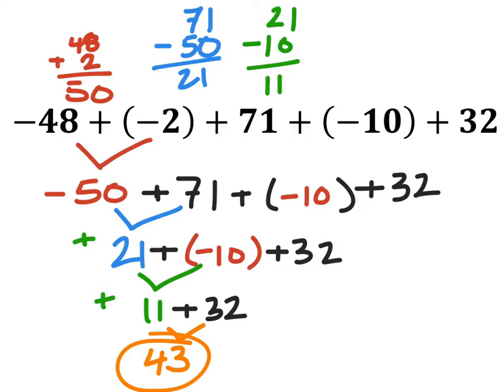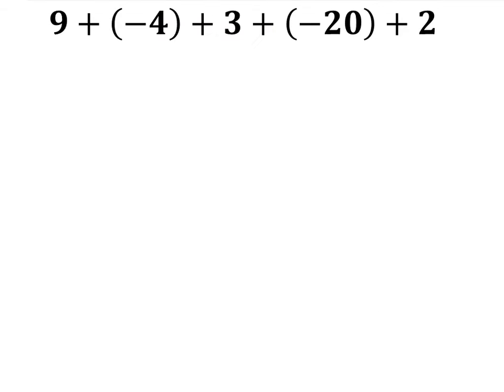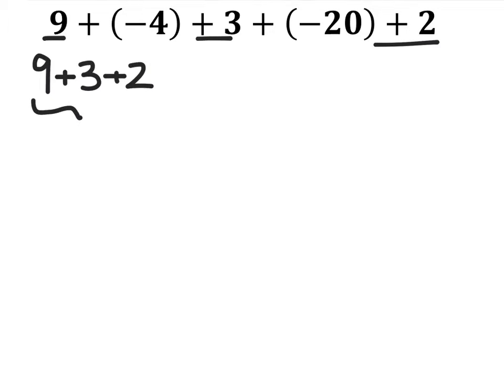We added all the terms moving from left to right. Now in this next example, we're going to use the commutative property of addition to move these values around. And this would be considered the second strategy. Now I start with the positives first. I got the positive 9, the positive 3, and the positive 2. When I add all of these together, I get 9 plus 3 plus 2 is 14.